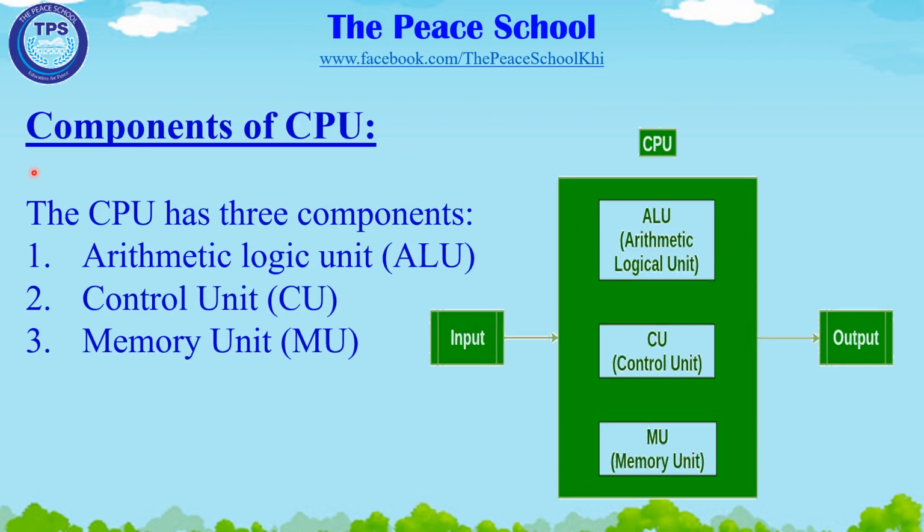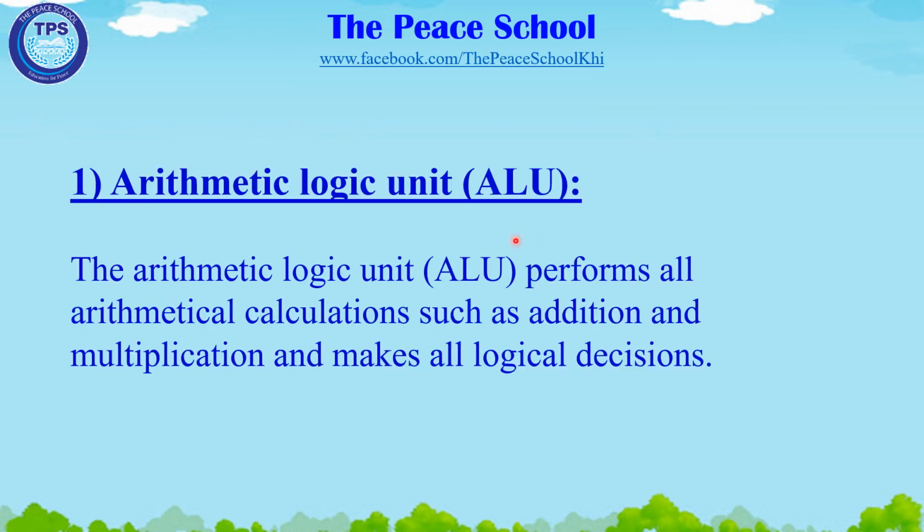Components of the CPU. The CPU has three main components: arithmetic logic unit (ALU), control unit (CU), and memory unit (MU). This diagram shows inside the CPU the three main components: ALU, CU, and MU. Now we will see the function of all three units.